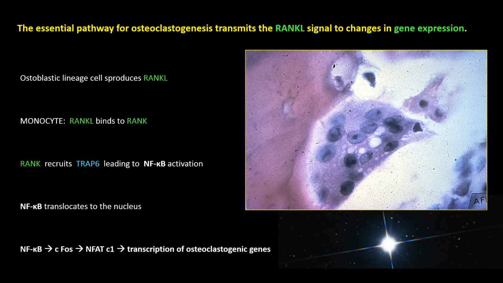The essential pathway for osteoclastogenesis converts the RANKL signal to changes in gene expression as follows. Osteoblastic lineage cells produce RANKL. On the monocyte, RANKL binds to RANK, a surface receptor. Within the monocyte, RANK recruits TRAF6, tumor necrosis factor receptor-associated factor 6, leading to nuclear factor kappa B activation and translocation to the nucleus. There, NF-kappa B increases c-Fos expression. c-Fos interacts with nuclear factor of activated T cells c1, leading to transcription of osteoclastogenic genes.